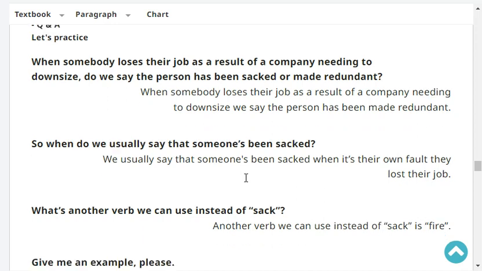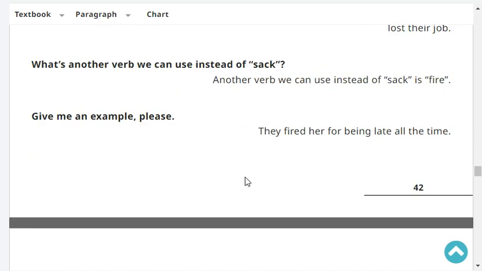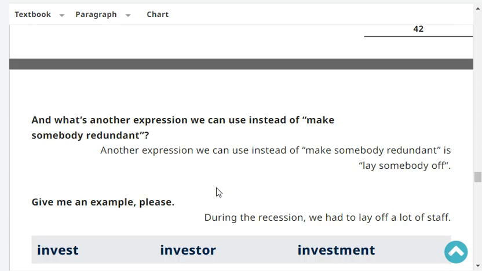Greg, what's another word we can use instead of sack? Another word we can use instead of sack is fire. Give me an example, please. They fired her for being late all the time.